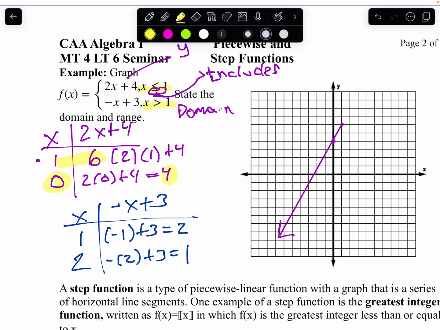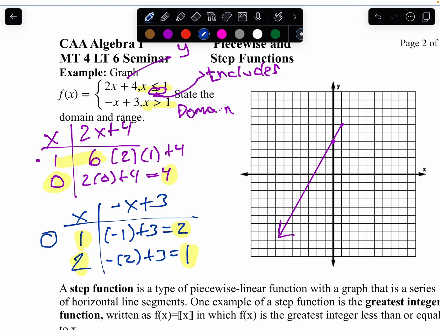So I'm going to graph (1, 2) and (2, 1). Now, what do I do because I'm not including this point? What I do, I put an open circle right on it. This means I'm not including the point. I'm starting at this point. I'm just not including it.